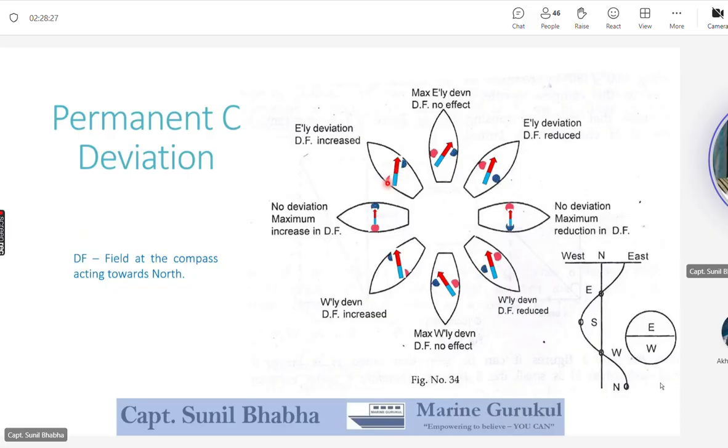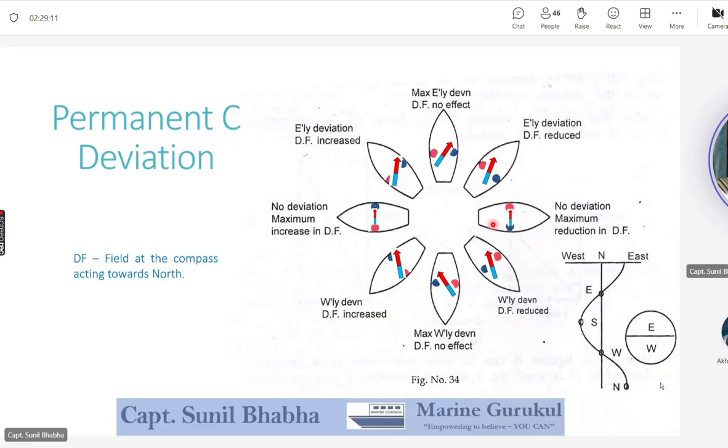So you can see, from 270 going up to 090 for this semicircle, the deviation is easterly, and from 090 onwards going up to 270 in this semicircle, the deviation is westerly. So this tells us this is a semicircular deviation, and it also tells us that the deviation is proportional to cos of the compass course. Cos of 0 and cos of 180 are of maximum magnitude, that's why you see maximum deviation here. Cos of 90 and cos of 270 have 0 magnitude, that's why you see 0 deviation on both these headings.